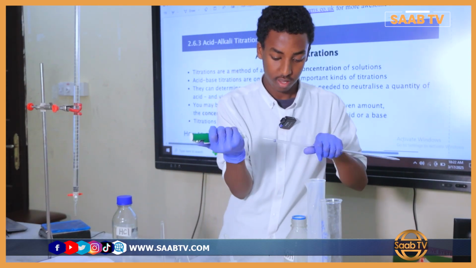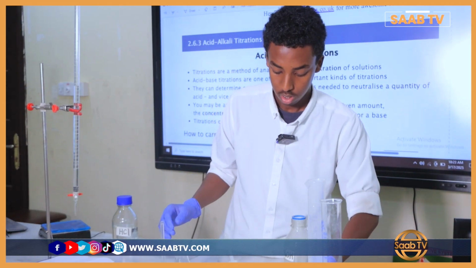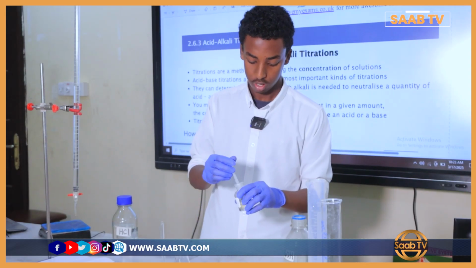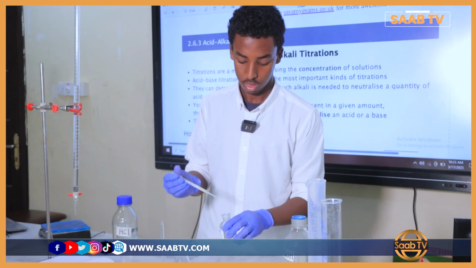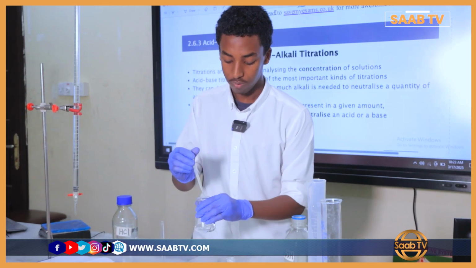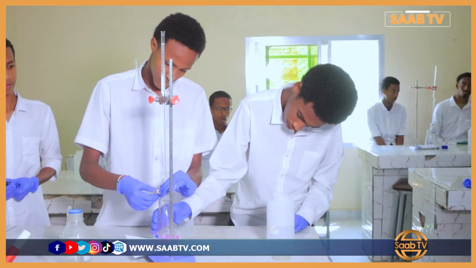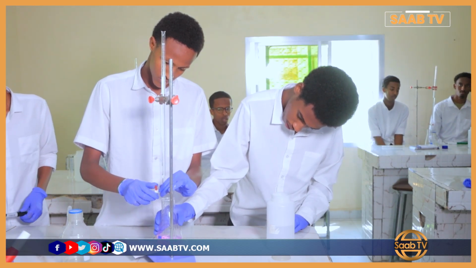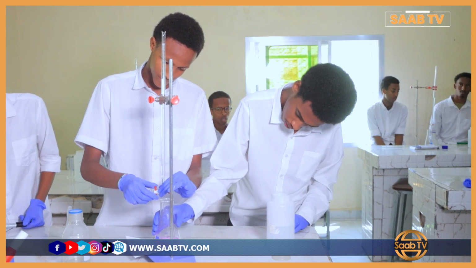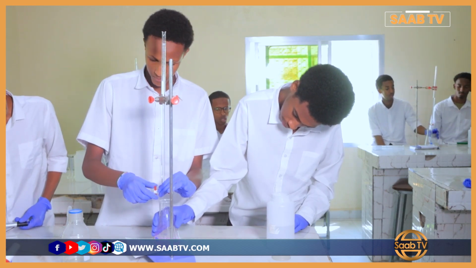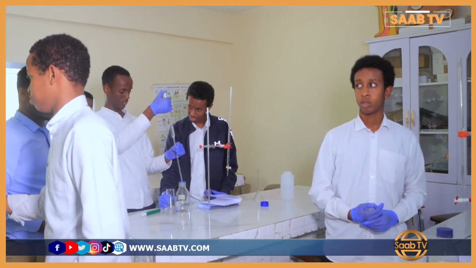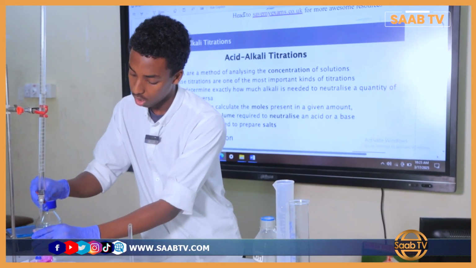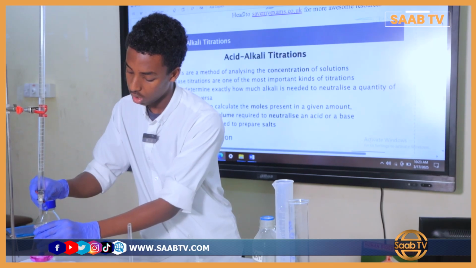So that's it at first. And then next we're going to put the indicator, 3 drops, into the conical flask. So the color will turn to pink, purple-pink. We already have hydrochloric acid in here. We're just going to put a few drops of it into the conical flask. Now we can see that the solution turns colorless.